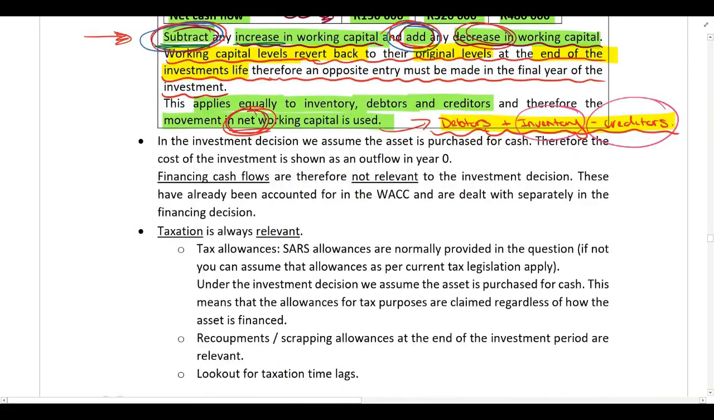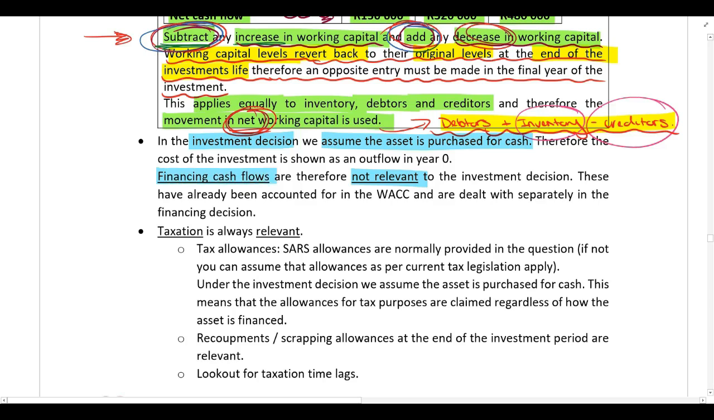Then, in our investment decision, we assume that the asset is being purchased for cash. If you go back to all of the previous examples that I covered with you, we had an outflow of 100,000 Rand at the beginning of year 1, or in column 0. So we assumed that the asset was purchased for cash. The method of financing was completely ignored.